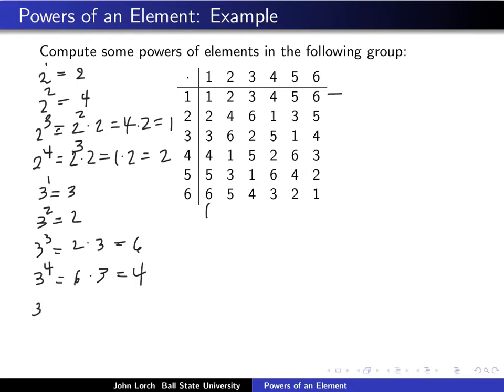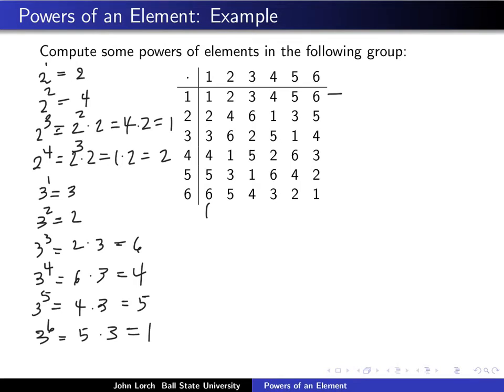And then 3 to the 5th is going to be 4 times 3. And I look in the table and I see that 4 times 3 is 5. And now finally 3 to the 6th is going to be 5 times 3. And lo and behold, when we take 5 times 3, we get 1.